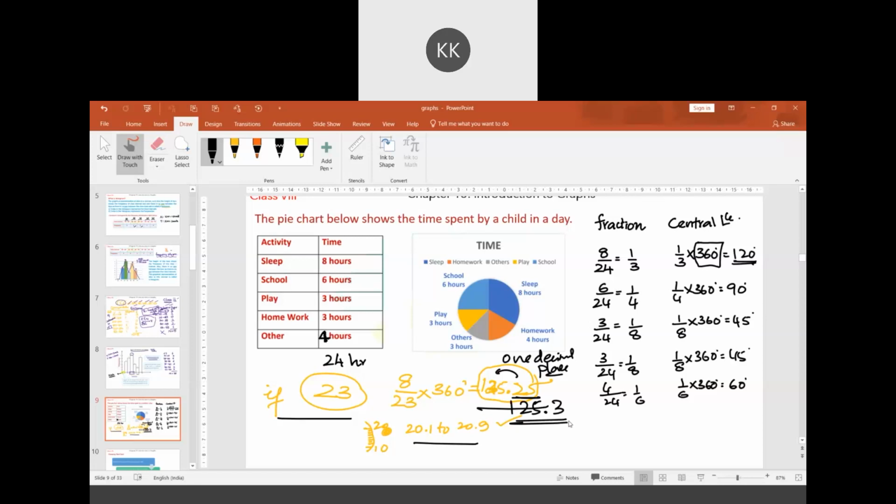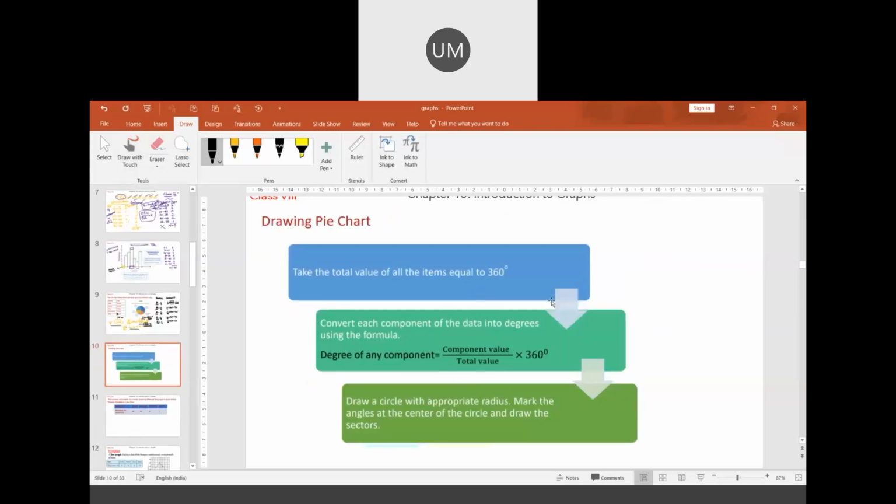Any doubt? So once again, these are the steps involved. Step one is to calculate the fraction. The component value upon the total value gives the fraction. That fraction is multiplied with 360 degrees to get the central angle. Once the central angle is found, we can draw a circle with any radius and start marking the sectors.